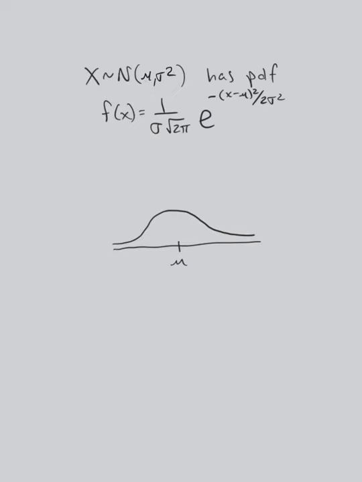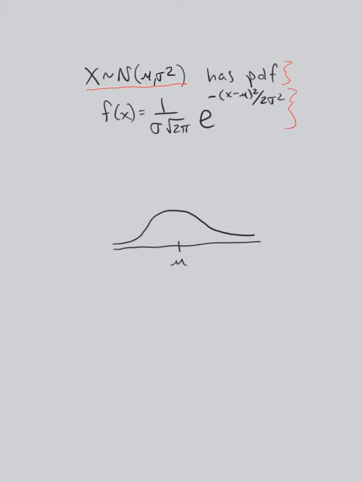Now remember, to compute probabilities, we need the PDF, the probability density function for a continuous variable. And so if we say that x is normally distributed with mean mu and variance sigma squared, then we need to know what its PDF is. This is its PDF. It is a very strange PDF.